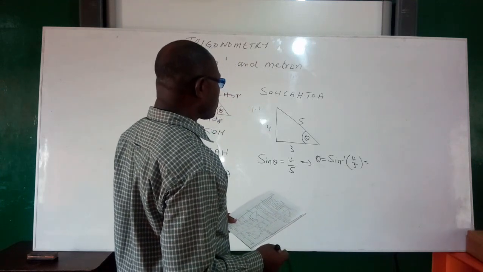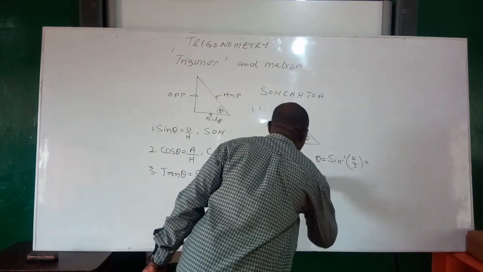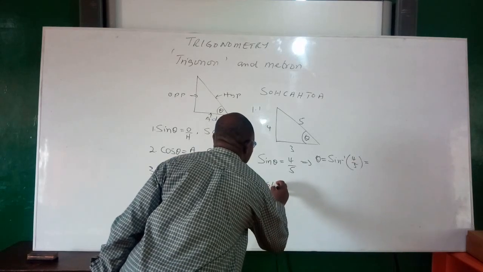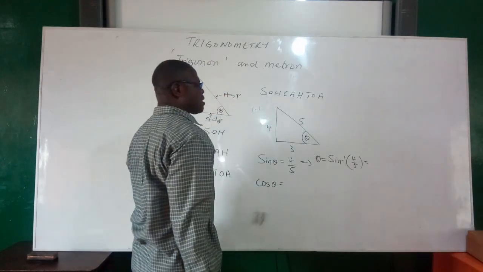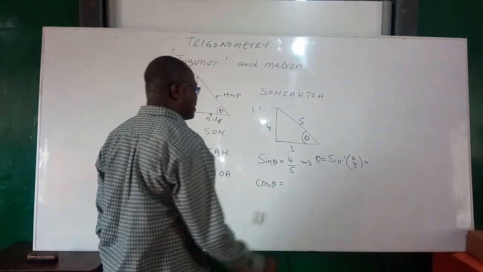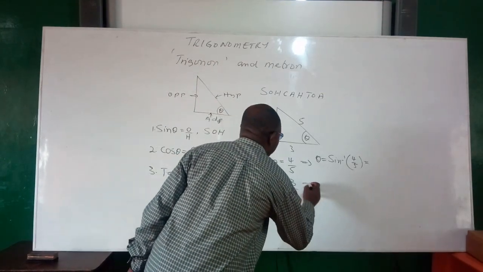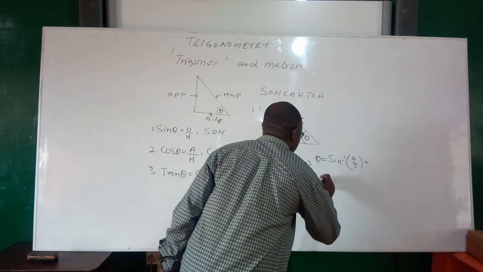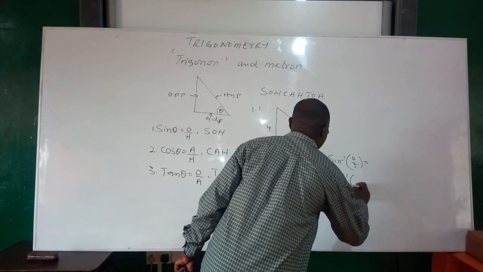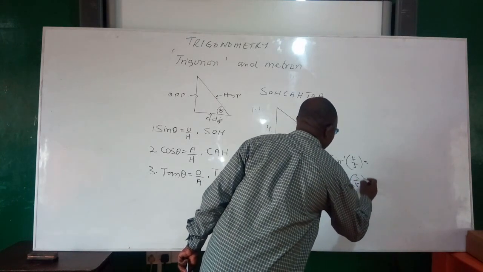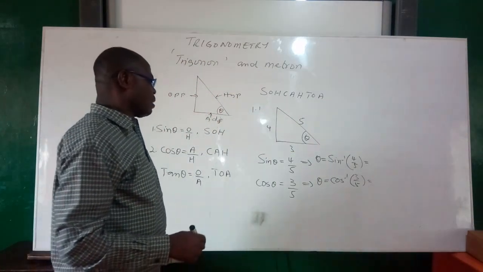Now, let's define cos also. Cos theta is adjacent over hypotenuse. Here adjacent is 3 over hypotenuse, which is 5. Now use your calculators and then let's find the angle. So cos inverse of 3 over 5. Put it there.